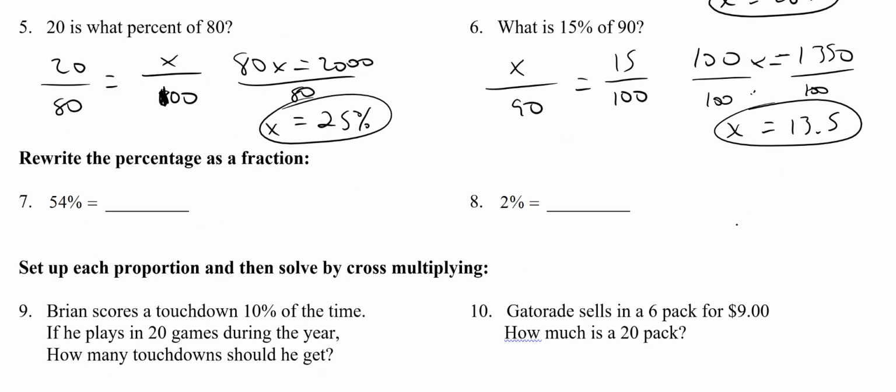Rewrite the percentage as a fraction. That's pretty easy. 54% is 54 over 100. And then 2% is 2 over 100.